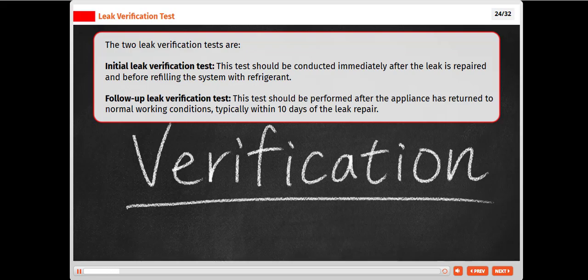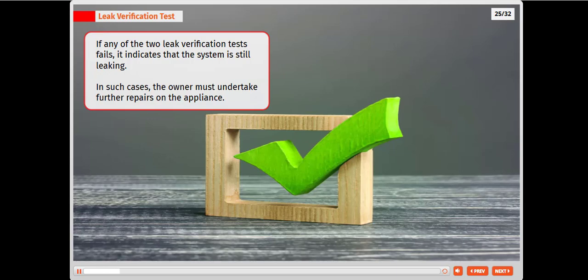The 2 leak verification tests are: initial leak verification test. This test should be conducted immediately after the leak is repaired and before refilling the system with refrigerant. Follow-up leak verification test. This test should be performed after the appliance has returned to normal working conditions, typically within 10 days of the leak repair. If any of the 2 leak verification tests fails, it indicates that the system is still leaking. In such cases, the owner must undertake further repairs on the appliance.